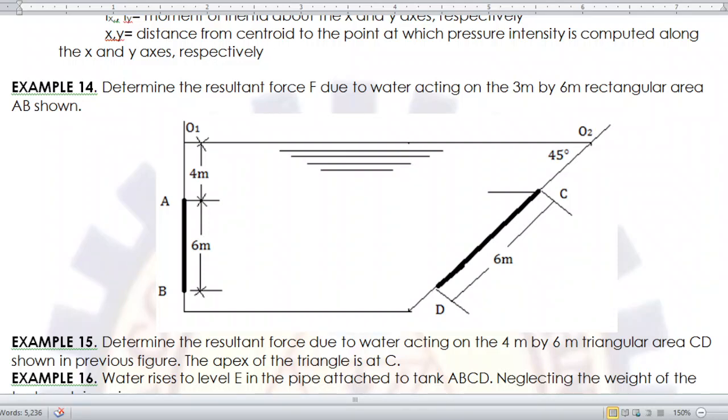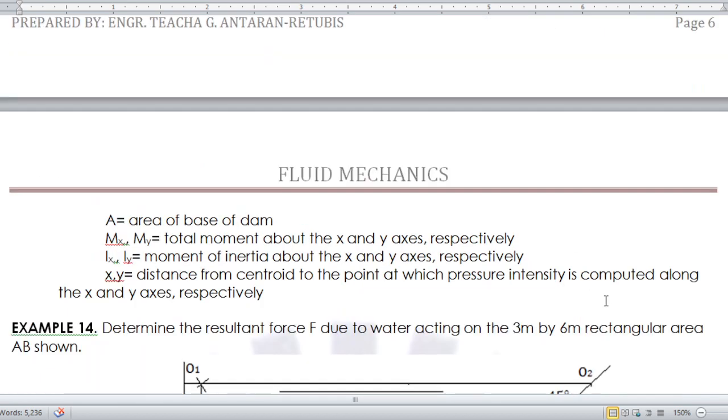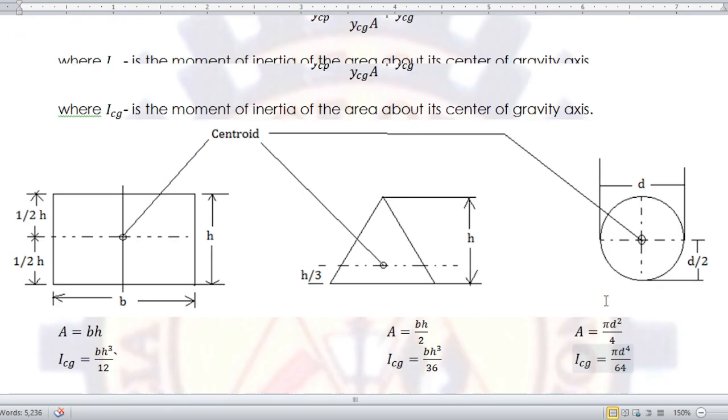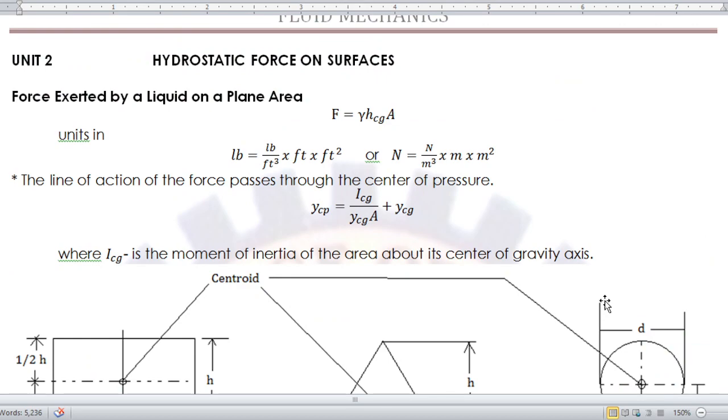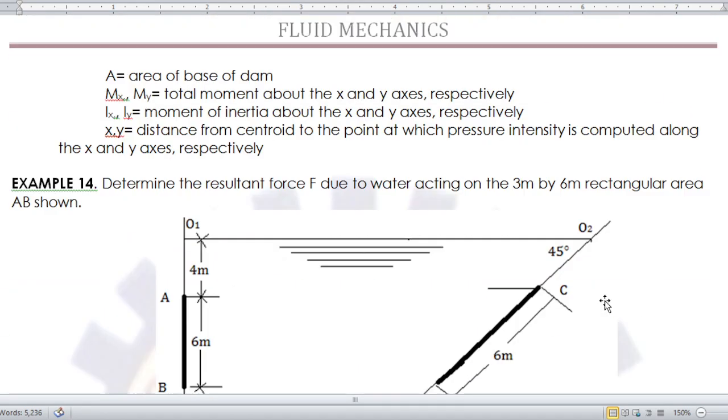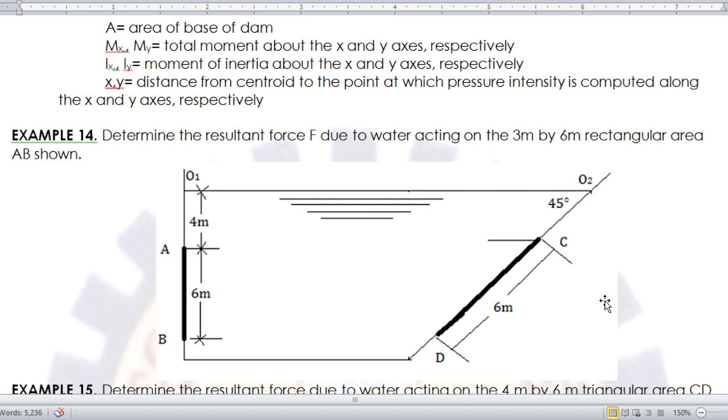Okay, class, so we have here example number 14 as an example for your forces exerted by a liquid on a plane area. As you can see, we are to determine the resultant force F due to water acting on a 3 meter by 6 meter rectangular area AB.